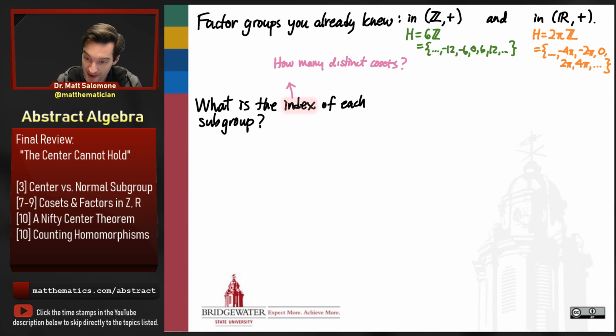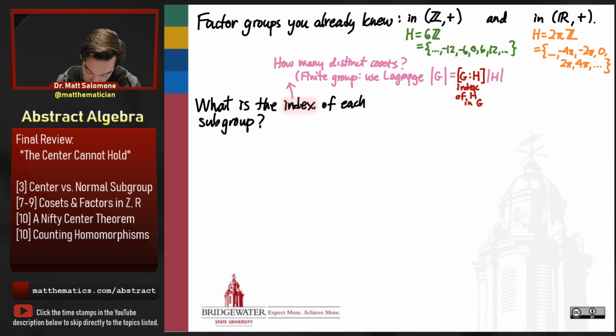Depending on if you have a finite group or an infinite group, we may have to do more or less work. If we have a finite group, we can just use Lagrange's theorem. Lagrange's theorem is going to tell me that the order of my parent group has as one of its factors the order of the subgroup, H. And the cofactor that goes along with it is what we call the index of that subgroup. So this missing factor here, which we'll denote with brackets and a colon, is called the index of H in G.